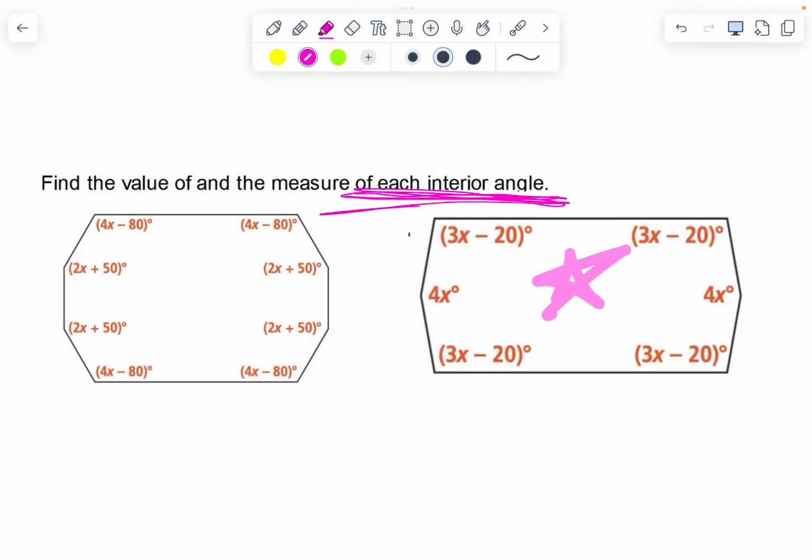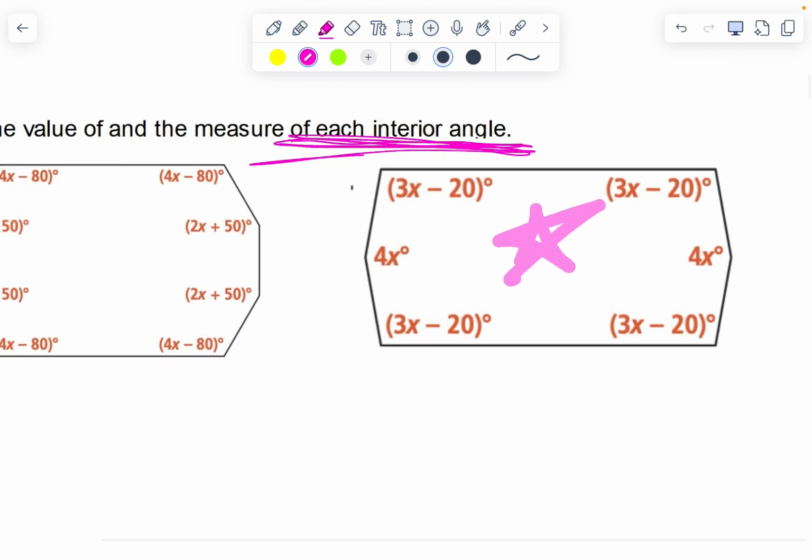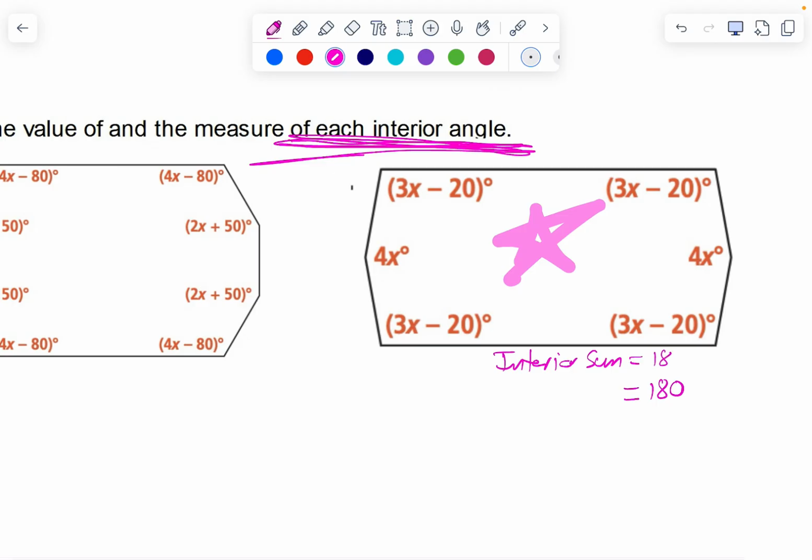What kind of shape is this? What's it called? Hexagon. So this is interior angles. So interior sum equals 180 times n minus 2. Has anybody memorized how many degrees are in a hexagon inside?